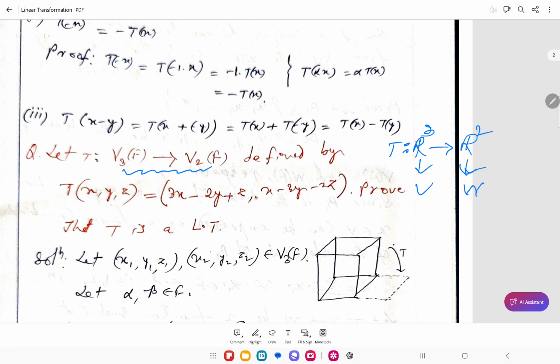You can see you take an input x, y, z. So x, y, z obviously belongs to R3, no? So you are taking the vector from R3, so it is a 3-tuple, and it gives you a 2-tuple vector. 2-tuple vector means this is the first element and this is the second element. It is separated by a comma, no?